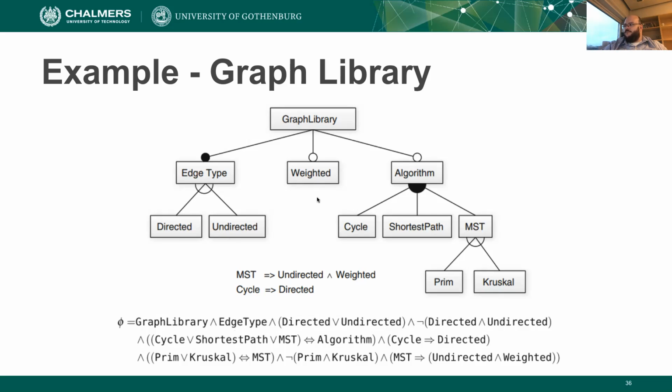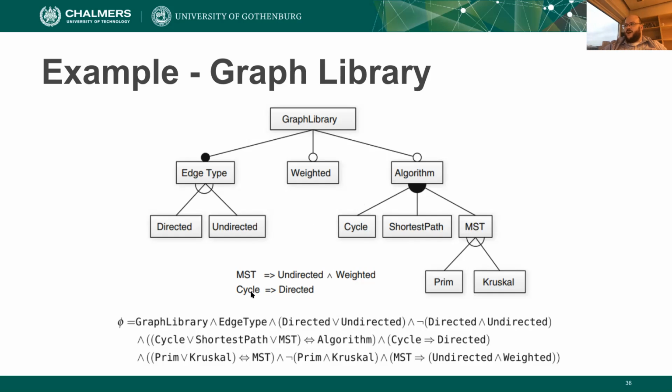Weighted is an optional feature. That can be there or not, right? Algorithm is also technically an optional feature. Now, algorithm has this closed fan before it, which means we select one or more of these, right? We can choose cycle, shortest path, or MST, or more than one of these. So you see down here, cycle, shortest path, or MST. If we choose any of those, that means we also must choose the parent, and we must choose one of these, right?